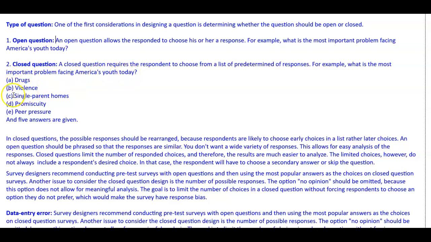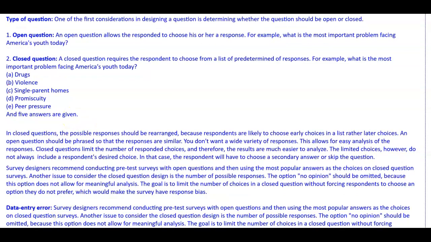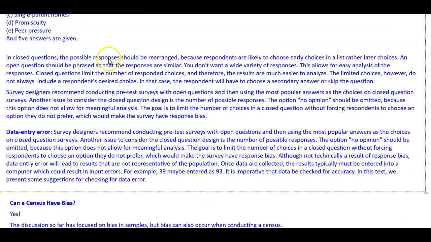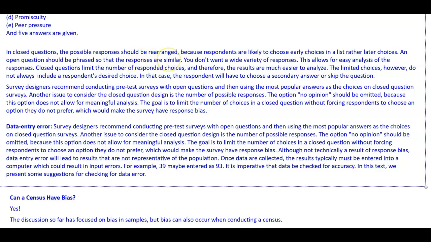For example, what is the most important problem facing America's youth today? A. Drugs. B. Violence. C. Single-parent homes. D. Promiscuity. E. Peer pressure. And 5 answers are given in this case. Now, in closed questions, the possible responses should be arranged randomly because respondents are likely to choose early choices in a list rather than later choices. An open question should be phrased so that the responses are similar.